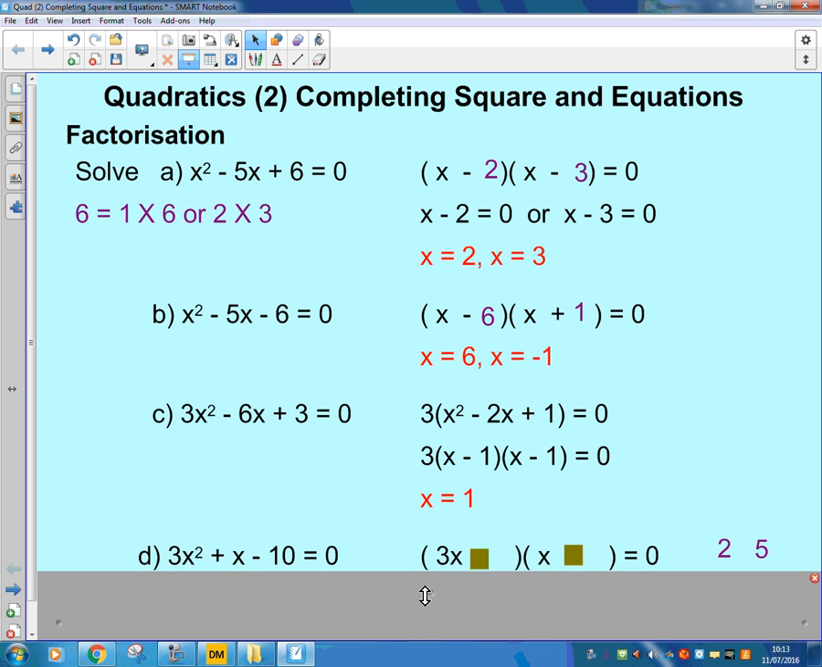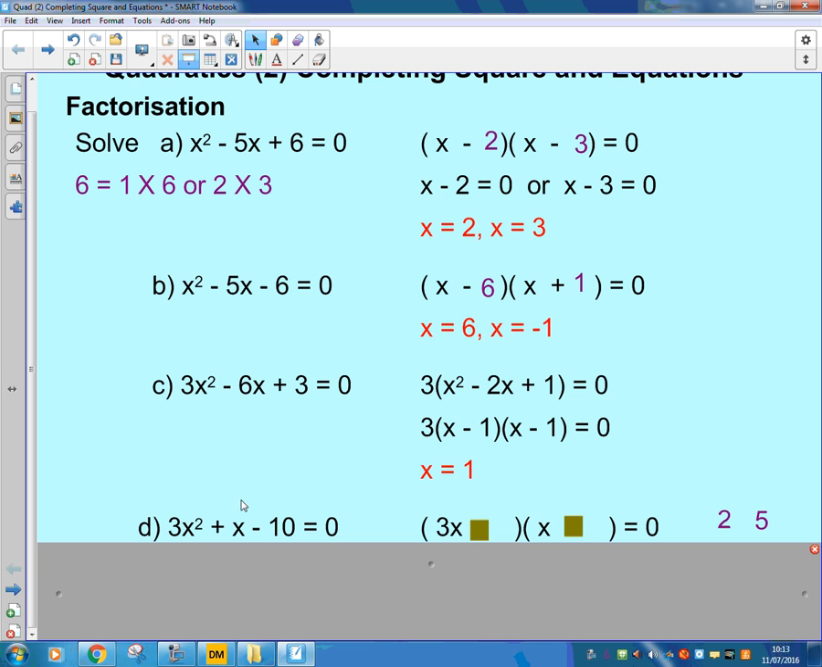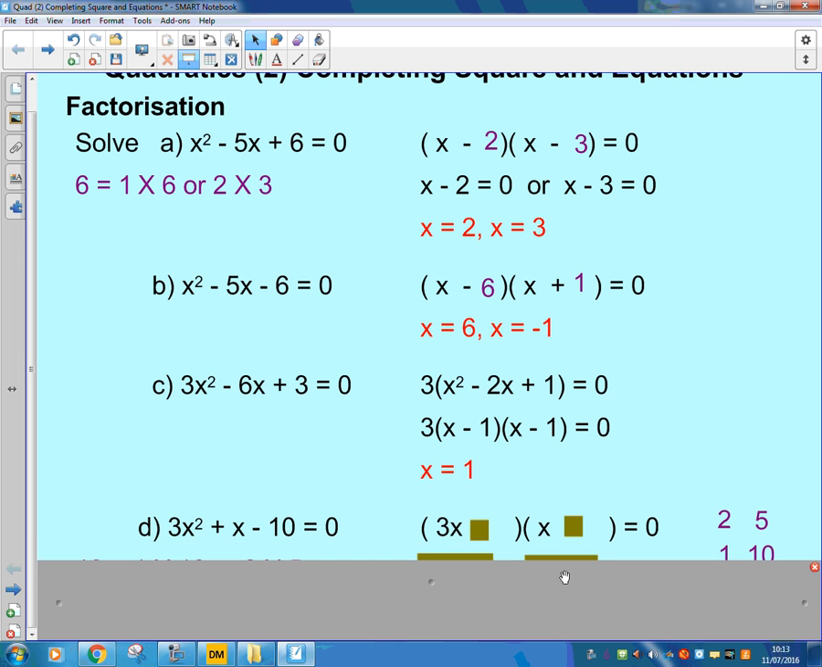Now, let's look at this one here. This is a bit harder. Notice that you've not got a common factor. This had a common factor, 3 went into each part. This one doesn't. So what we have to do is say, well, to get 3x squared, I'm going to have 3x times x. Now, we need to be really careful. We could have 2 and 5, or 1 and 10 to multiply to 10. So 2 times 5, or 1 times 10. It's a minus 10. So that means that the signs are going to be different.